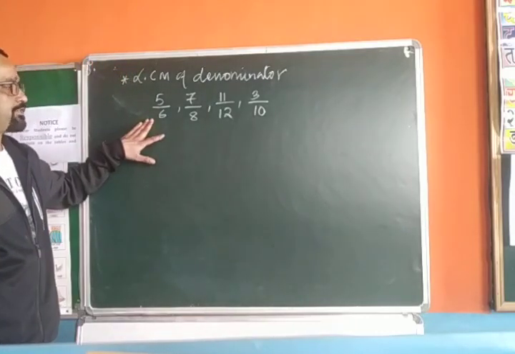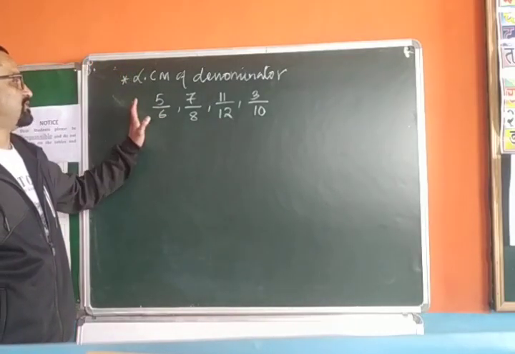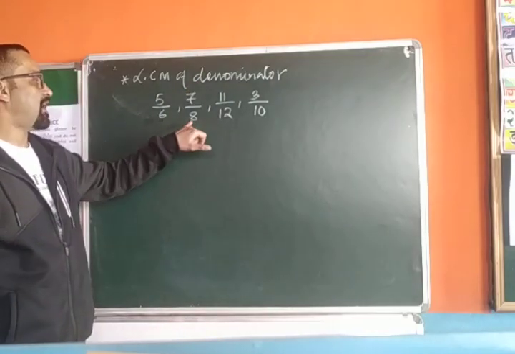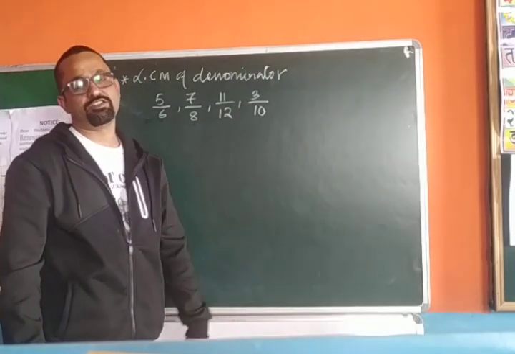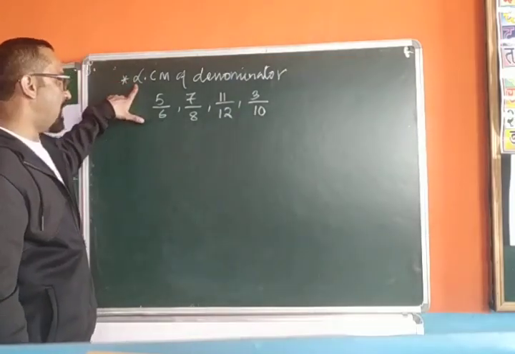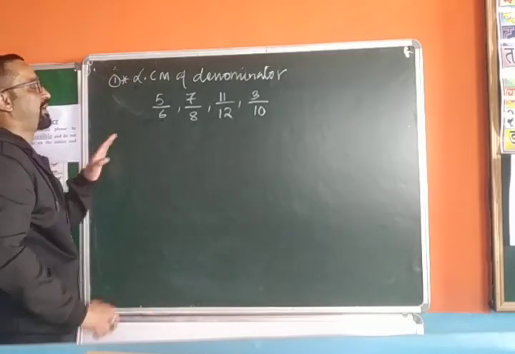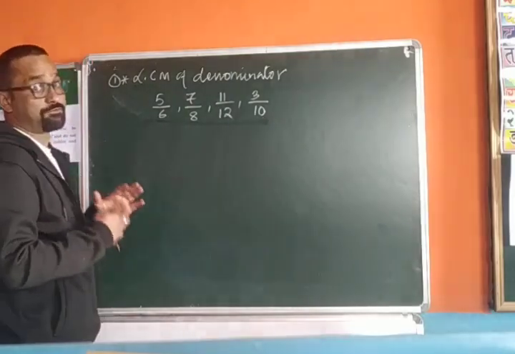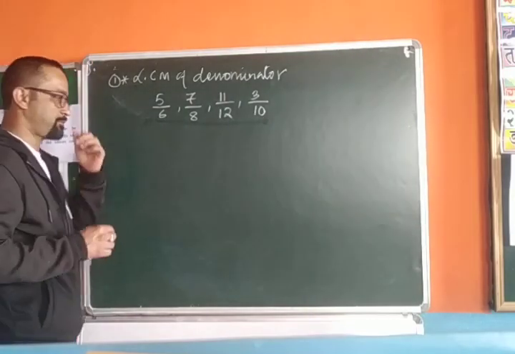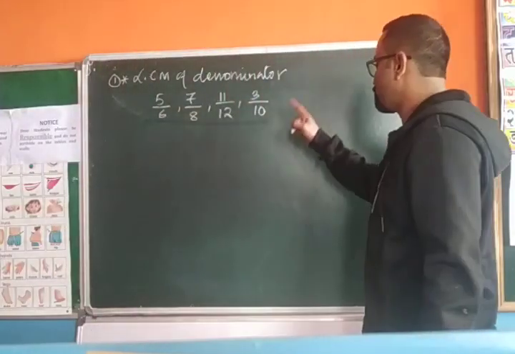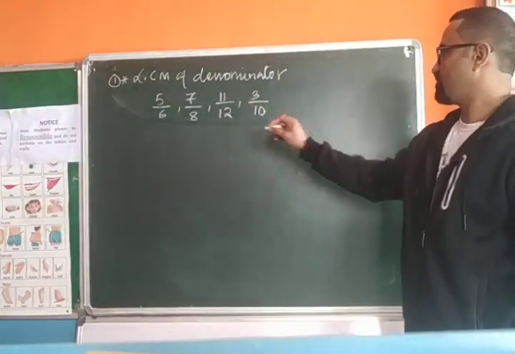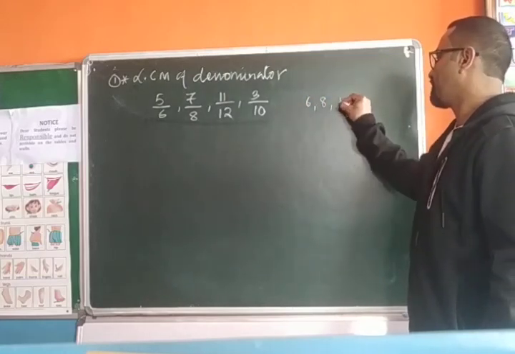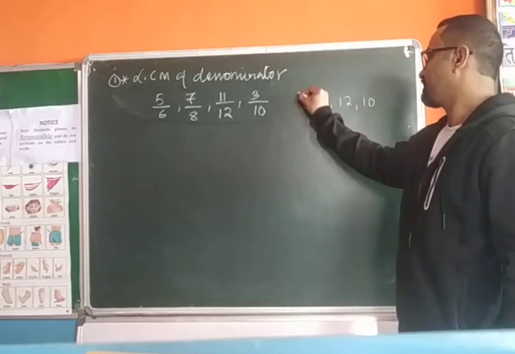If you look at these given fractions, we can say that these fractions are unlike fractions because they have different denominators. Step number 1, you need to find LCM of denominators. And you know how to find LCM of numbers. Anyway, I'll show you how to calculate. The first denominator is 6, comma, second one is 8, 12, and 10.